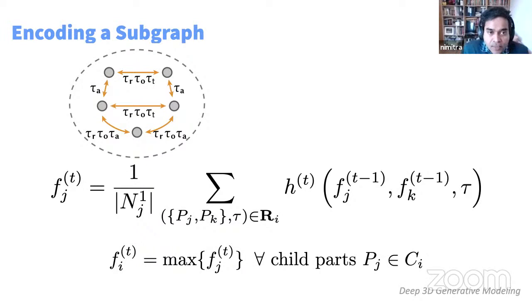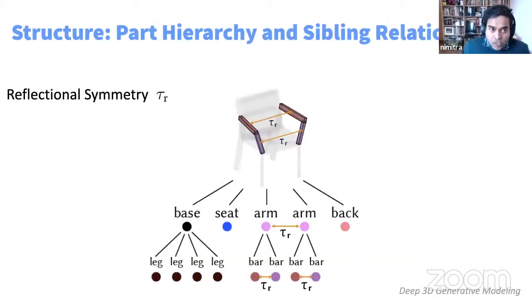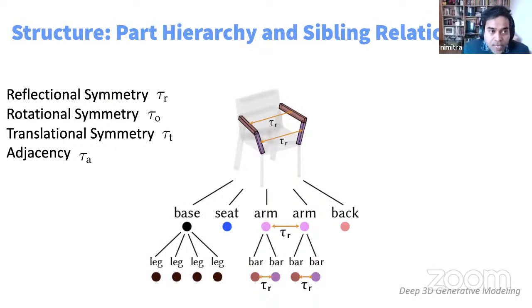And to handle the permutation of the nodes, we take the max function so that we are not relying on the ordering of this. So it can be seen as a generalization of the PointNet, which also maps point features to high dimensional features and then aggregates via max function. So this is solving part of the problem, that we can go from a subgraph and encode to a feature vector. So this is a geometric encoding. As I mentioned, we have reflective symmetry and rotational symmetry. These are the two types of symmetries, along with translation. And then we have the adjacency one, like if the two parts are connected or not.